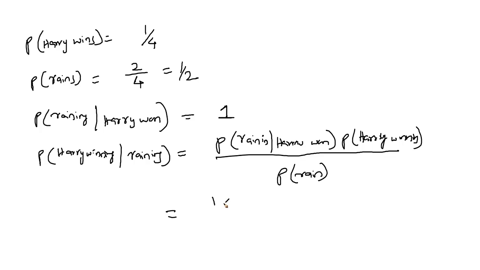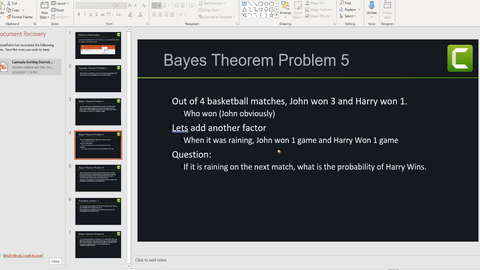You can just plug in the values from here. Probability of Harry winning is 1 by 4, times probability of raining given Harry won, which is 1, divided by probability of rain, 1 by 2. So this is essentially 1 by 2. In fact, it can be easily seen from the problem itself, but I'm just trying to represent it in the form of a Bayesian problem, and this is how you derive it. You can see that when it's raining, each has an equal chance of winning, so Harry has the same chance as John, and you can just say it's half. You don't have to solve it this way. Okay.